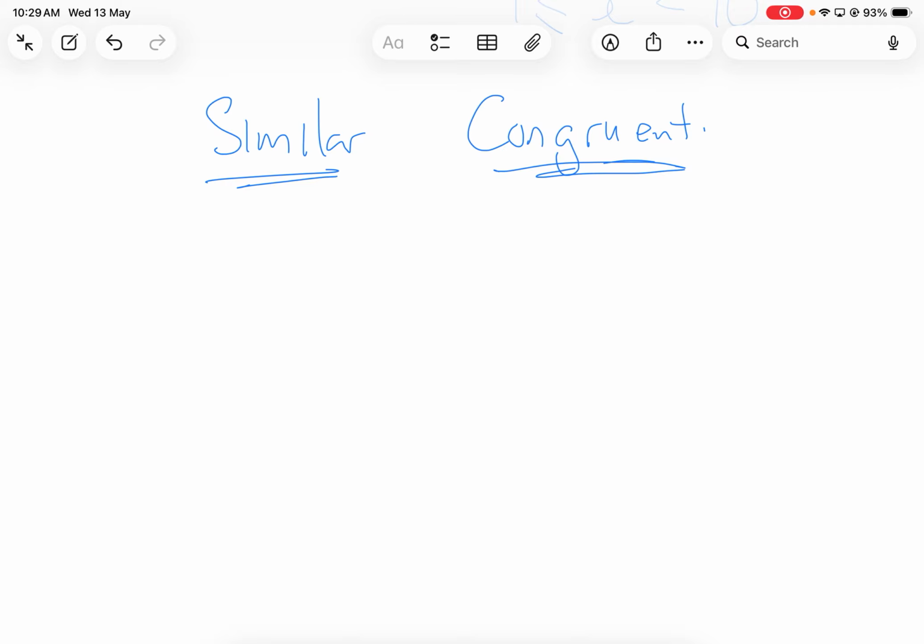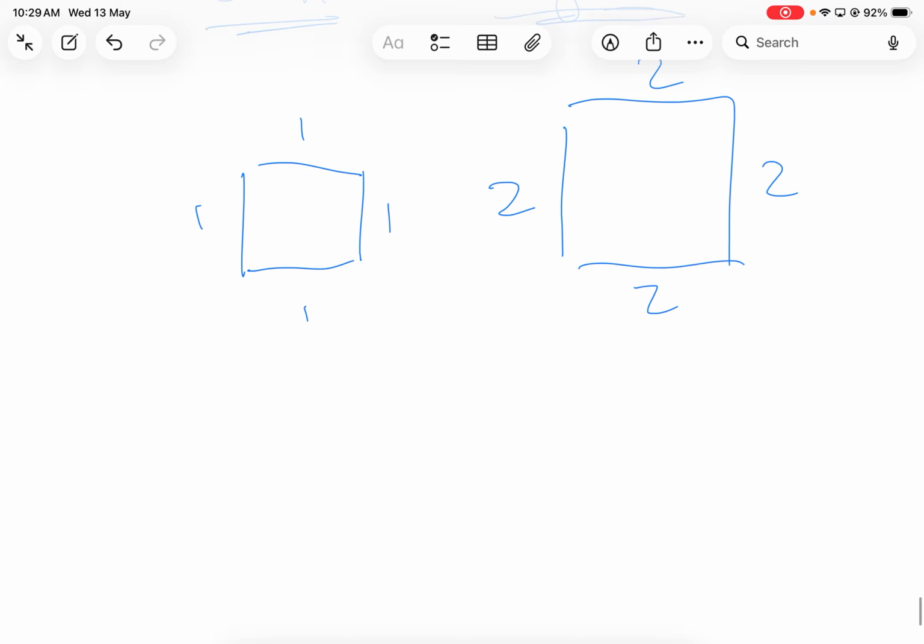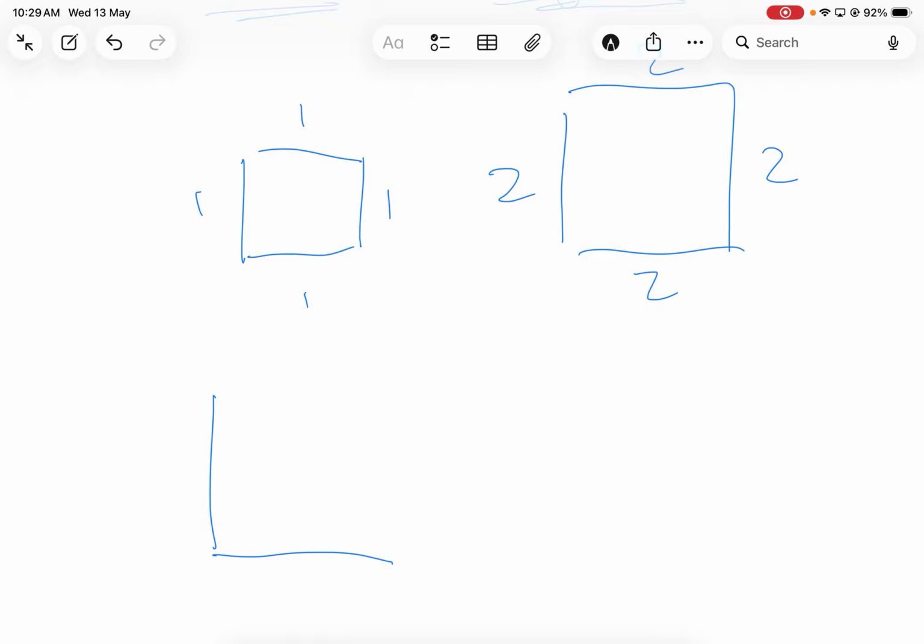So for a similar figure, now I give you a very easy example. If I have a square, if I make it bigger, it is still going to be a square. Okay? So if every side I multiply by 2, it will still be a square. But then if one side becomes 3, one side becomes 3, one side becomes 3, the other side becomes 1, or the other side only becomes 2, then it will not be able to form the same shape anymore.